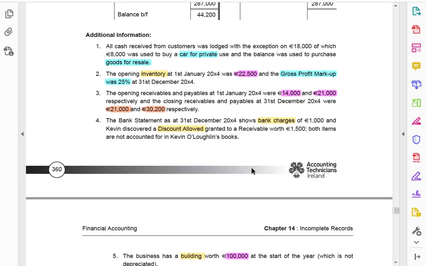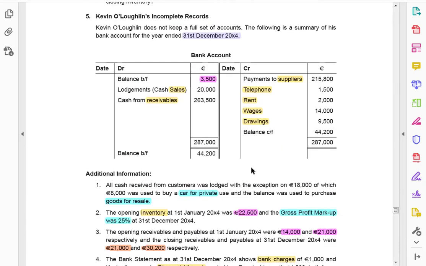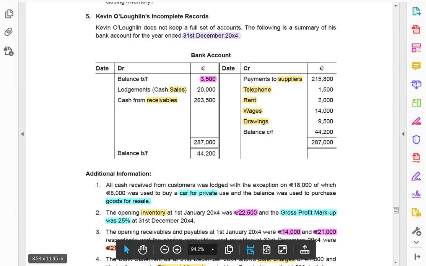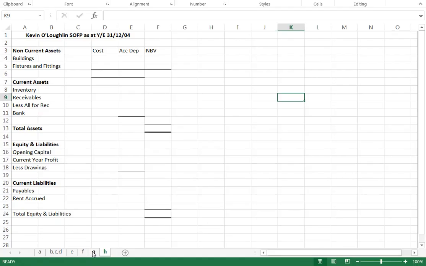The reason that I've done that is because I personally would go off straight away and write up my financial statements. I would say, right, I know what my assets, liabilities, incomes and expenses are going to be, and I would start off writing up my financial statements. I just want to show you that I've already prepared that here.